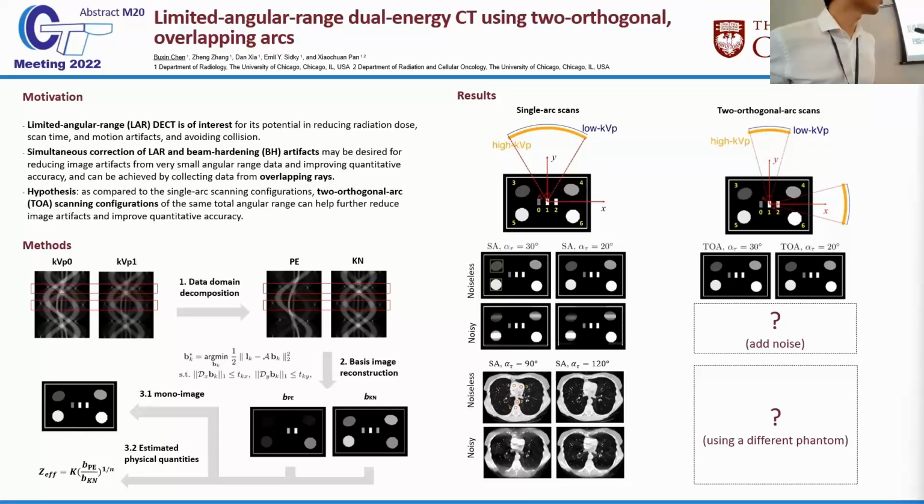Here we show some results with a single arc scan with two different phantoms of different anatomical complexity, as well as with and without noise. We can see some artifacts popping up in the noisy data. We also show results from the two orthogonal arc data, but with noiseless data.